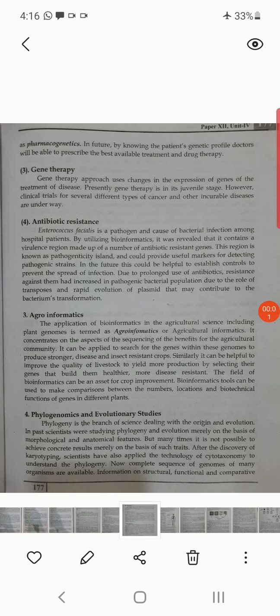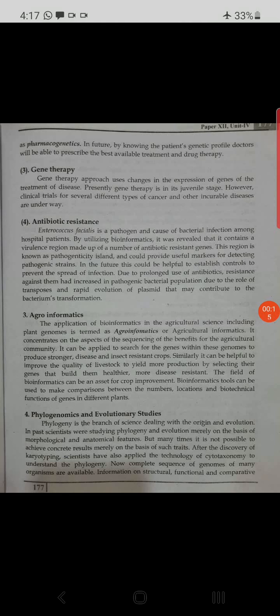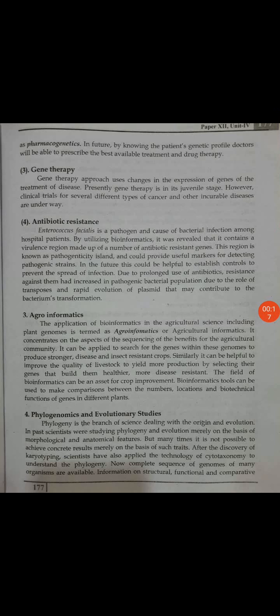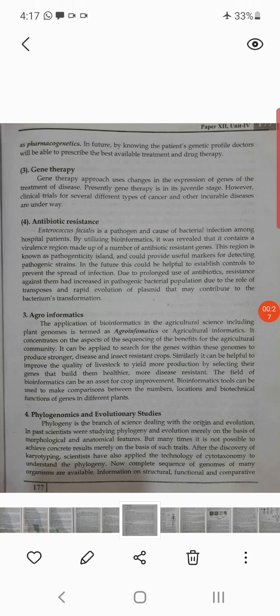Dear students, now the next application of bioinformatics is gene therapy. Now, how is it useful? Actually, this development is in a juvenile stage, and gene therapy approaches use changes in the expression of genes for the treatment of disease. However, clinical trials for several different types of cancer and other incurable diseases are underway.